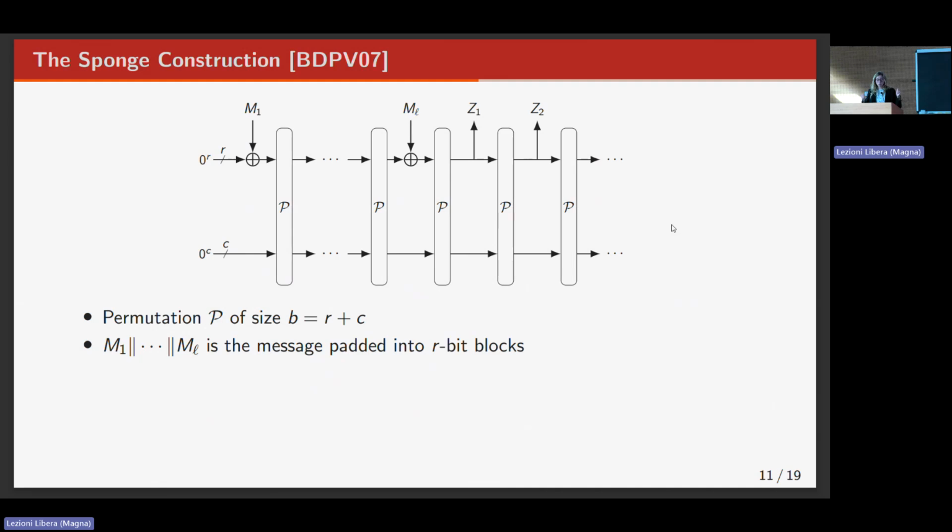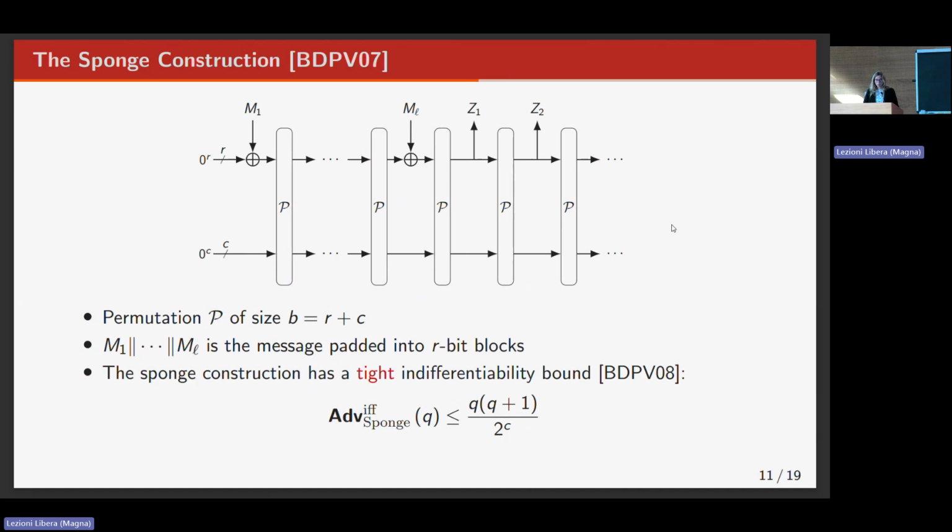And then in order to process a message, this message is first injectively padded, typically with 1-0 padding. And the padded message is split into blocks of r bits. And these blocks are added one by one to the outer part of the state. And this is interleaved with permutation evaluations. And after processing all message blocks, the digest is extracted by blocks of r bits. It was clear from the start that the sponge construction has a tight indifferentiability bound up to the birthday bound in the capacity.